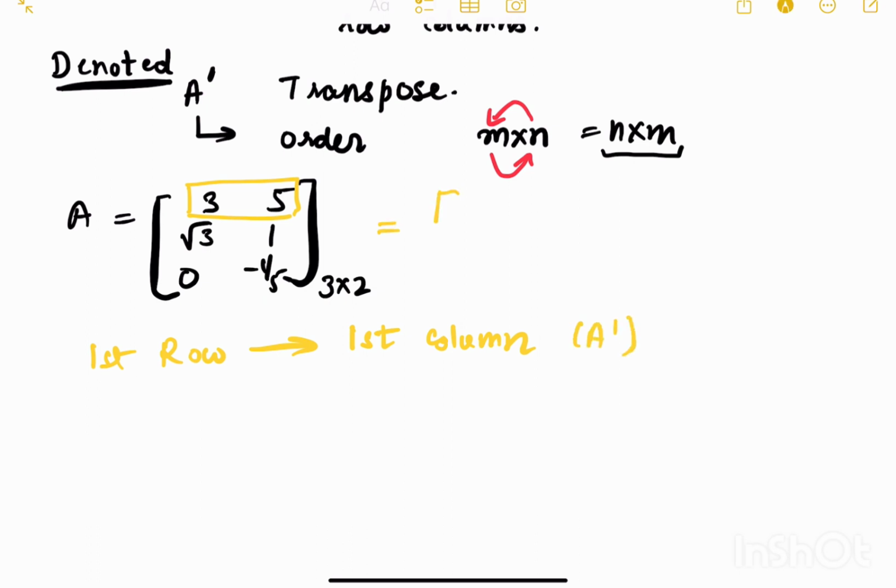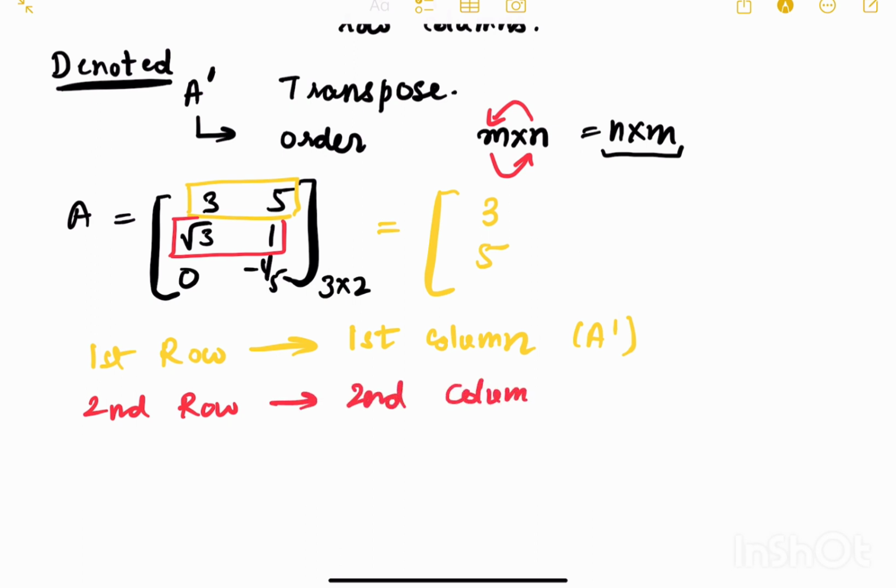So I will just write it down here. My first row becomes my first column. Okay, so we are done with the first row. Now we will focus on my second row. It is root 3 and 1. So my second row will become my second column in my resultant matrix. So what is it? Root 3, 1.